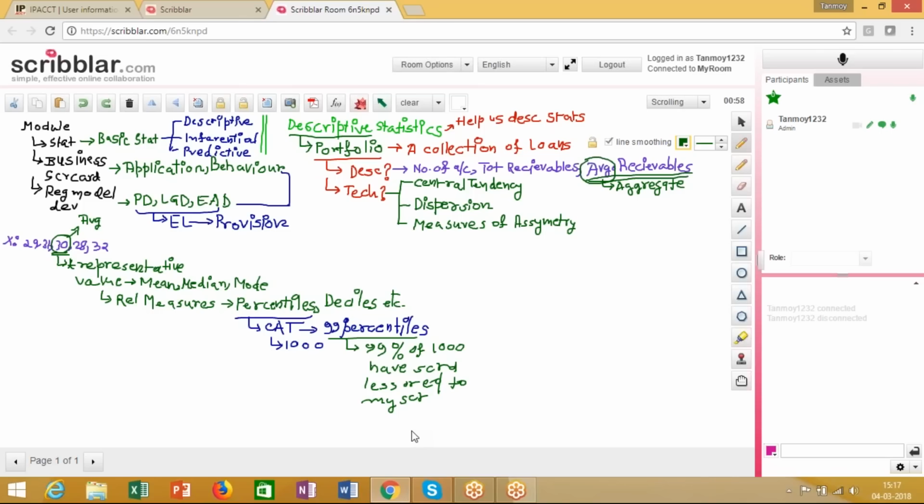Clear? So, is this concept of absolute measures of central tendency and relative measures of central tendency clear?